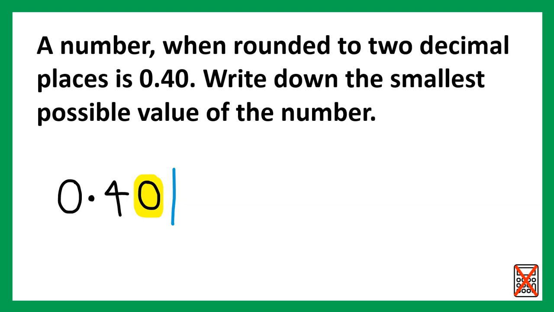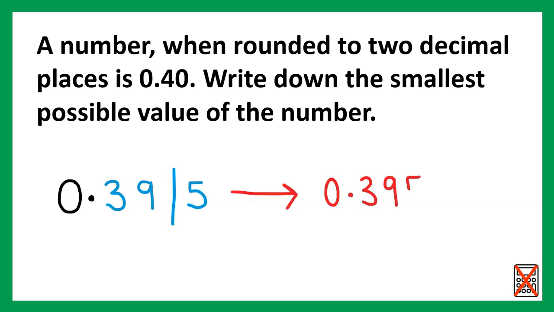So that means I must have added 1 to the number before the rounding line. I can't take away 1 from 0, so I'll need to change this into a 10 by stealing 1 from here. This will change this 4 to a 3, and where I now have 10, I can take away 1 to give me 9. And the smallest number after the rounding line, which would have caused me to round up, would be if I had a 5. So my answer is 0.395.